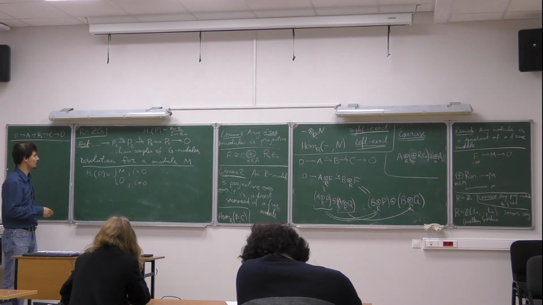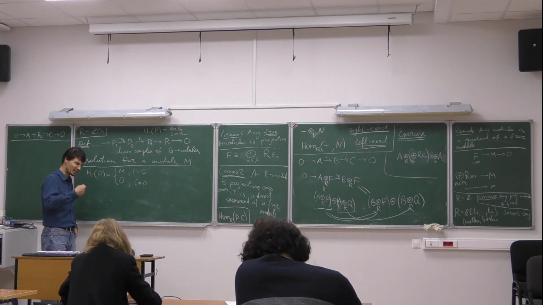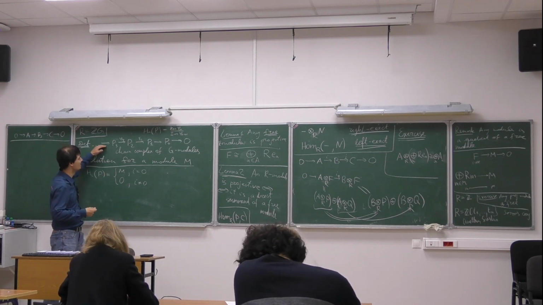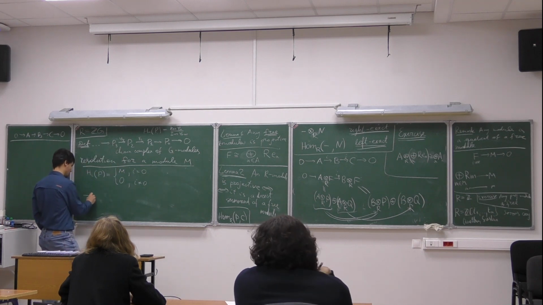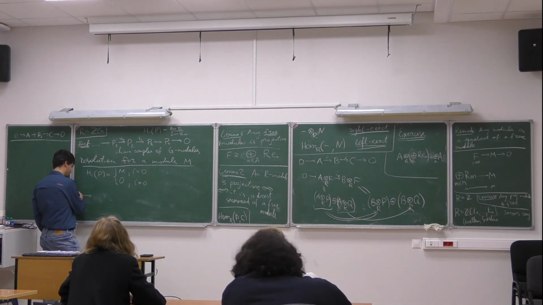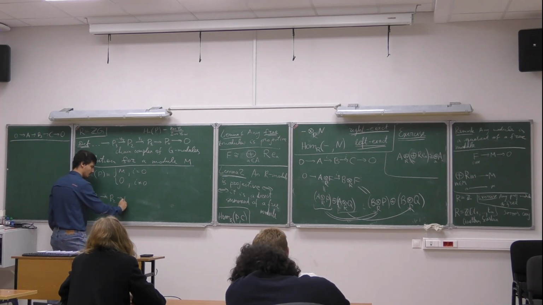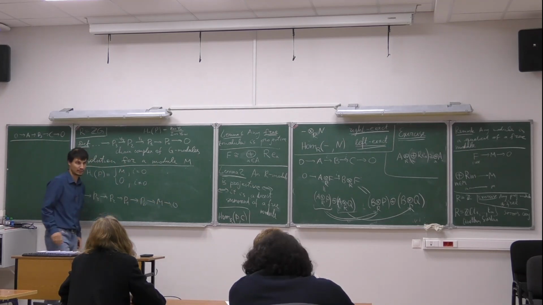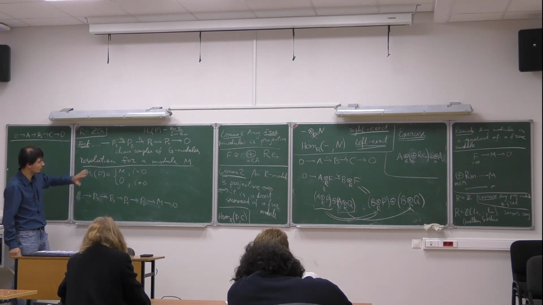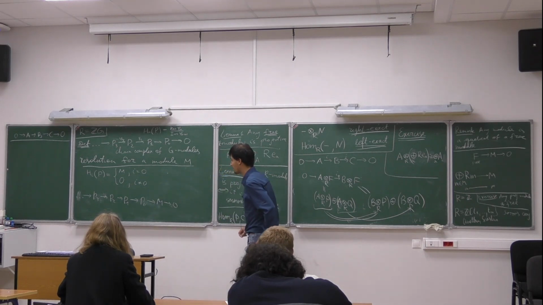In other words, it is better to say that a resolution for M is a chain complex together with a homomorphism from B0 to M. So it is a resolution if the following complex sequence is exact. Of course, all arrows must be homomorphisms of G modules.